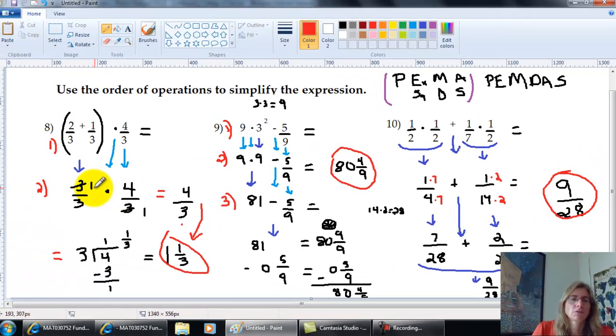So the answer to problem 8 is 1 1/3. To problem 9 is 80 4/9. Problem 10 is 9 28ths.